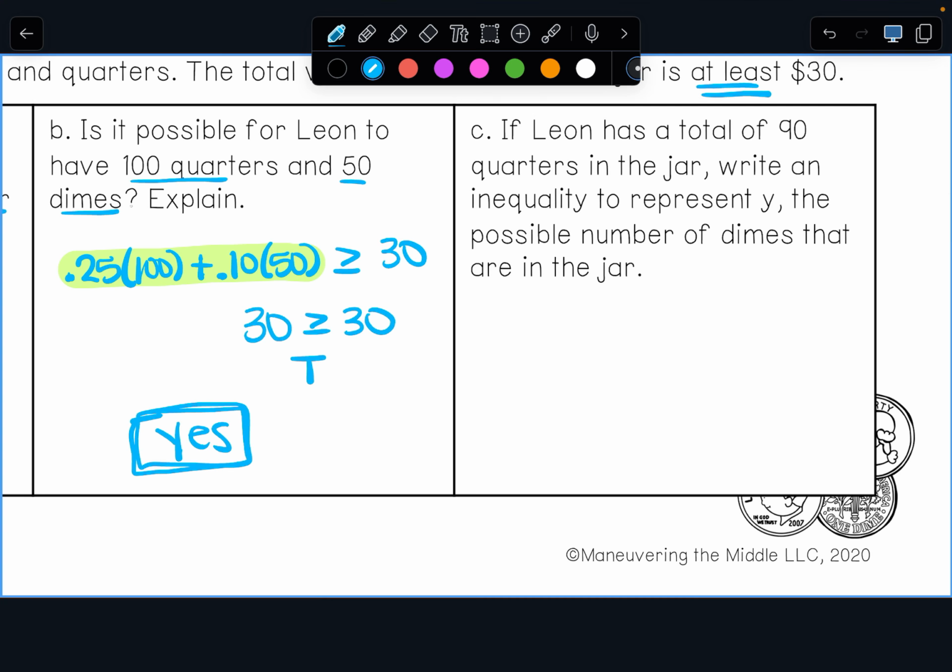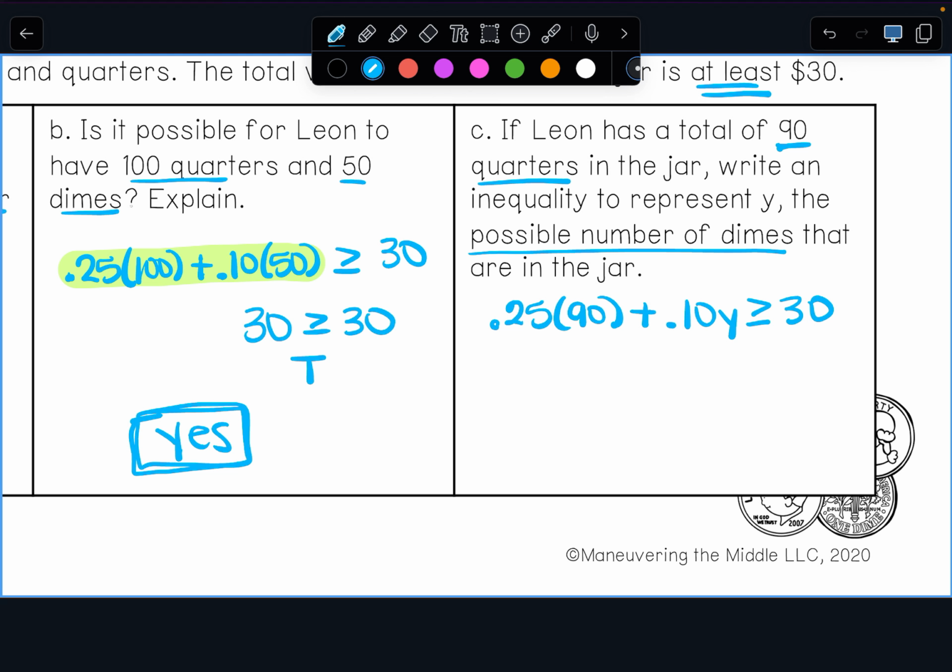If Leon has a total of 90 quarters in the jar, write an inequality for the possible number of dimes. This time, they give us the amount of quarters to plug in, but we don't get an amount for dimes. So let's see how that looks in my inequality. So we have 90 quarters, 0.25 times 90 for the quarters, plus 0.10y. Why? We do not know how many dimes. Greater than or equal to 30.